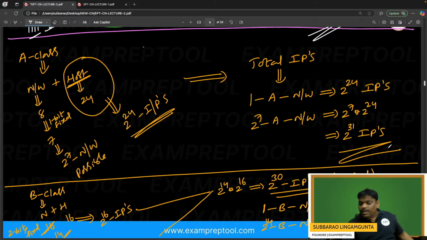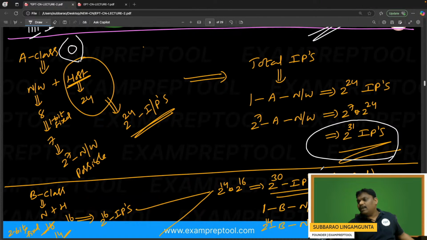Class A. Because in class A, only 1 bit is fixed. In class A, the first bit is 0, only 1 bit fixed. Out of 32, if you remove 1 bit, it is 31, so 2 power 31 IPs. You may divide or you may not divide; at the end of the day, it is the same. With division you don't lose anything, and without division also you don't lose anything.